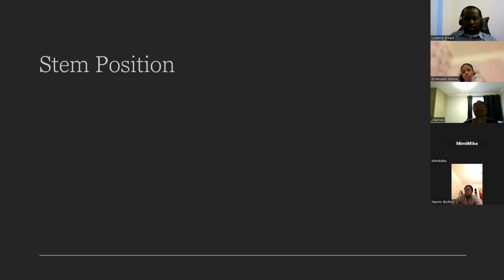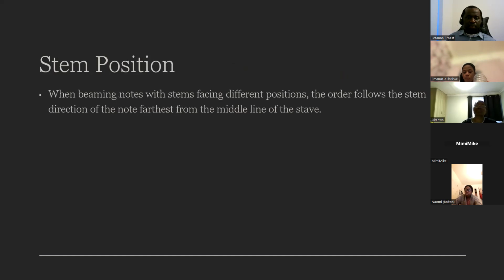Now let's talk about stem position. It's very important. Sometimes when beaming notes with stems facing different directions, the order follows the stem direction of the note which is farthest from the middle line of the stem. Now, what do I mean?